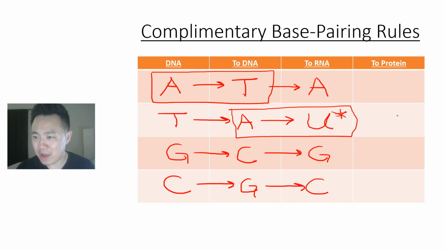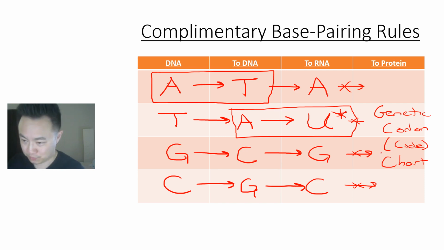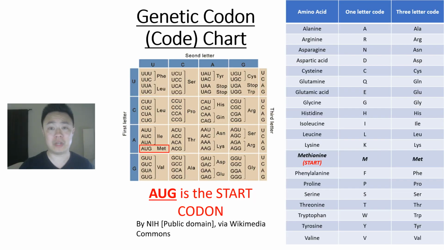Now, if you have the RNA and you're trying to make a protein, there is no such thing as letter G's going there, making letter C's. None of that exists, actually. But in order to do so, you need to use something called the genetic codon chart, or the genetic code chart. And I will show you that right now.